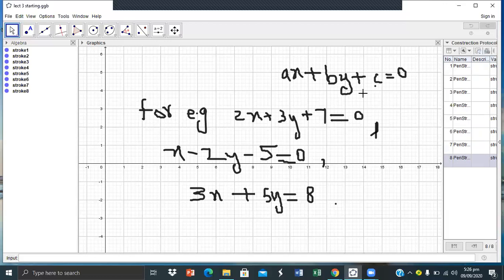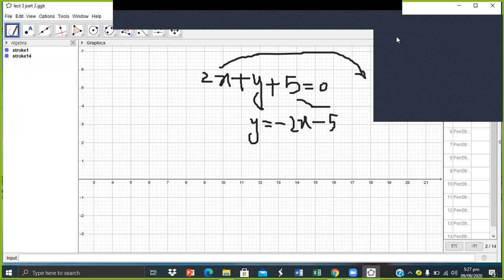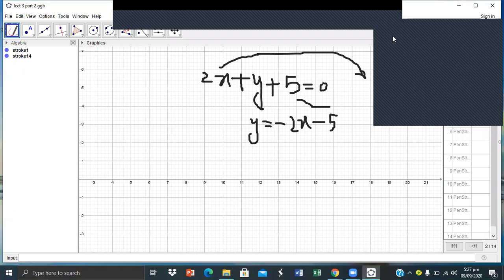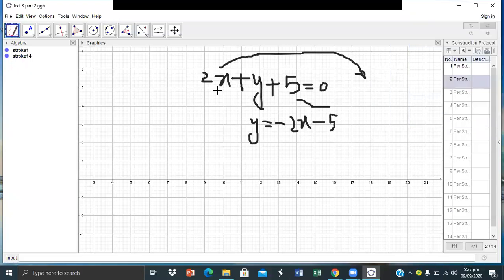So we will move to how we can draw the graph of this equation. Here is one example, 2x plus y plus 5 equals 0. We now need to draw the graph of this equation. First of all, we try to convert this equation into y equals mx plus c. We already know how to draw the graph of y equals mx plus c.